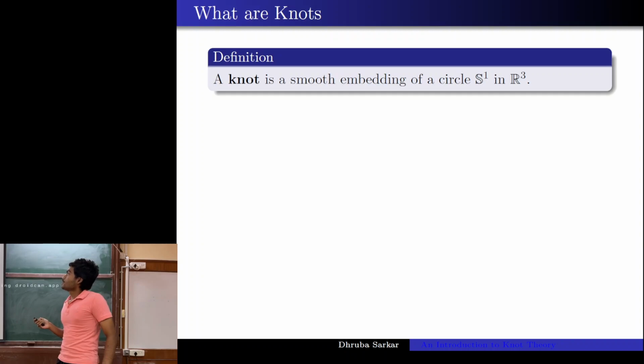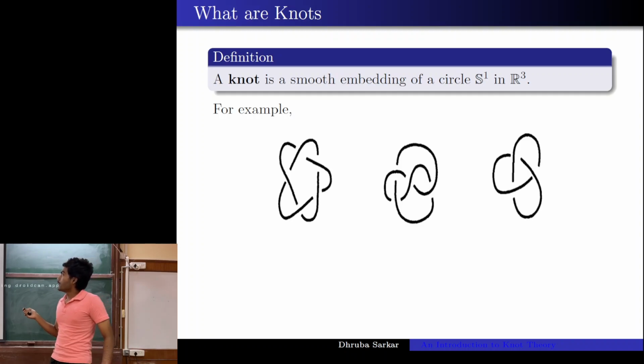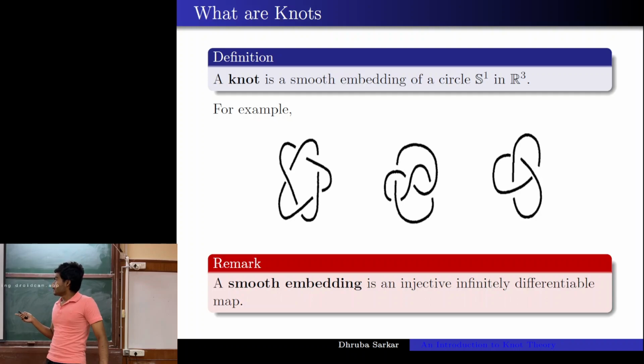So this is the definition. A knot is nothing but a smooth embedding of a circle in R3. Here are some examples of a knot. And for some of you, a smooth embedding is nothing but an injective infinitely differentiable map.